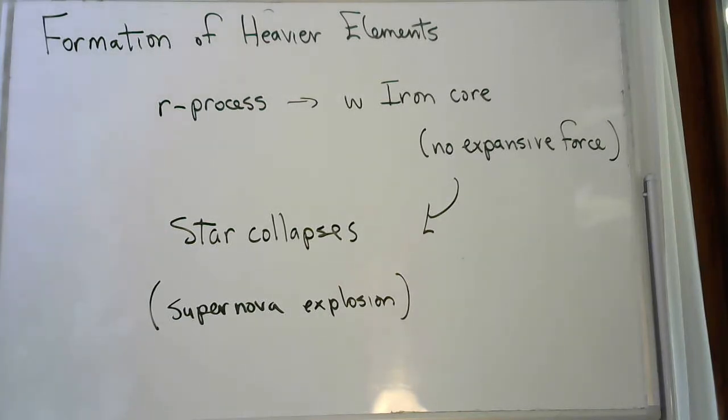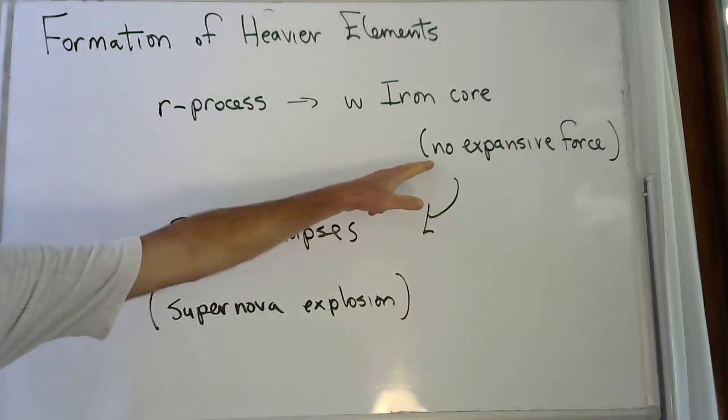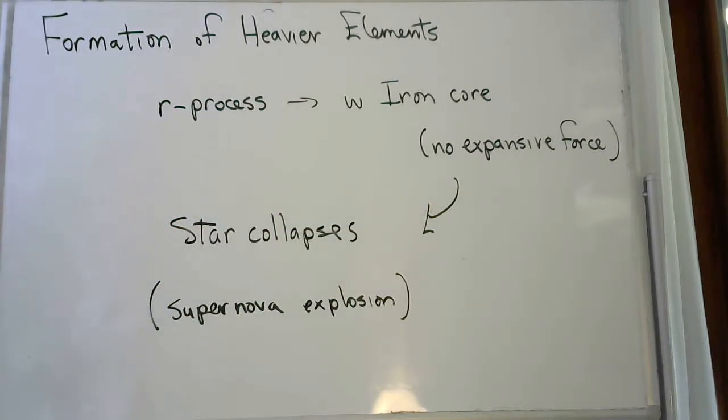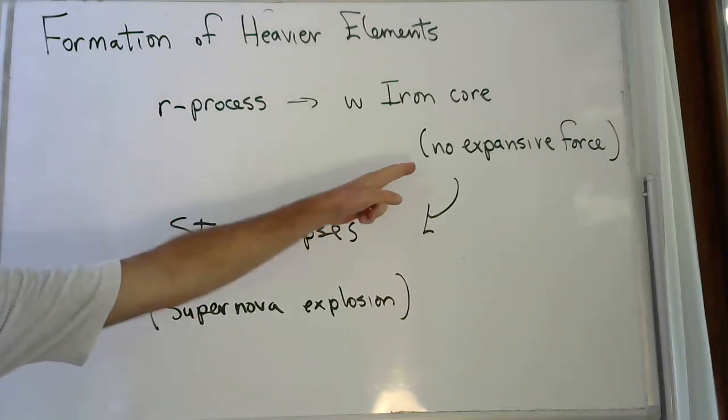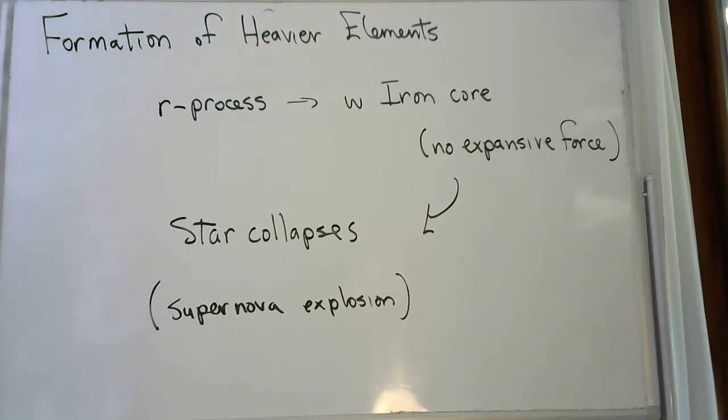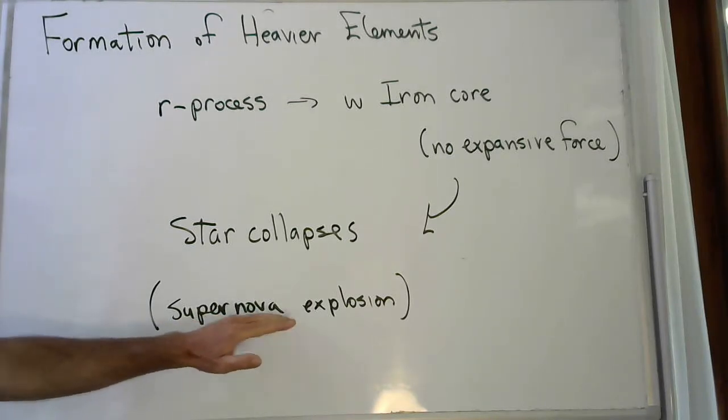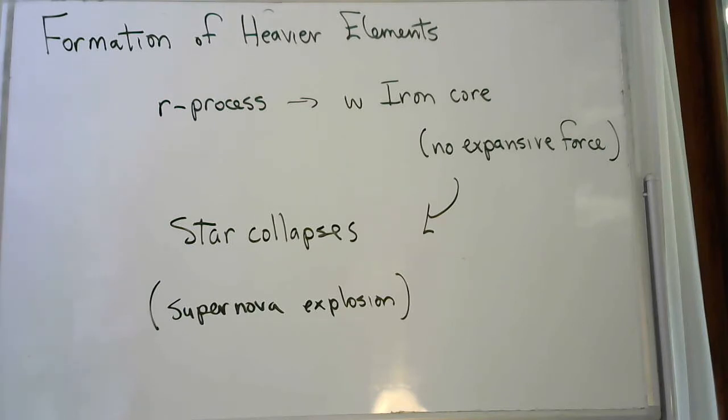Where we left off was a star, a red giant with an iron core. Once iron forms, there's no gain in energy through fusion. So at this point, there's no expansive force. It was that heat of fusion that was battling the gravity pulling in the mass of the star. Without that expansive force, the star collapses. And in our scenario, in terms of creating the heavier elements, we are going to have a supernova explosion.